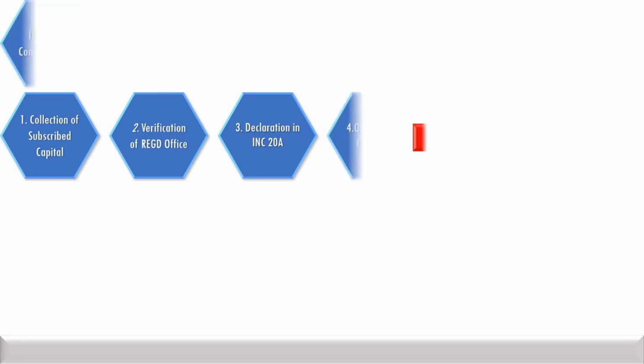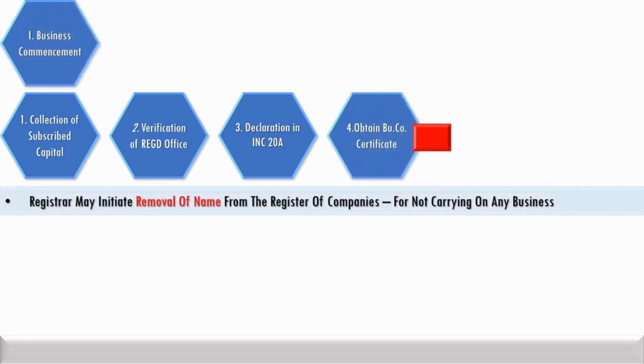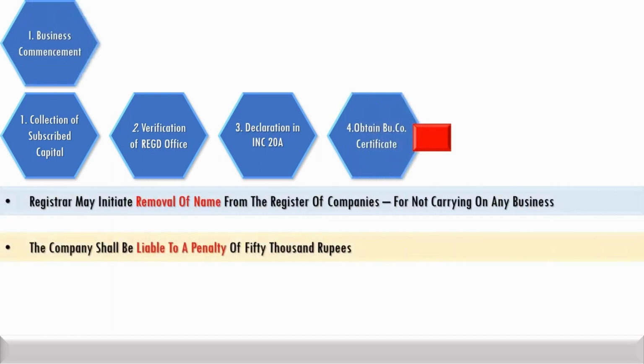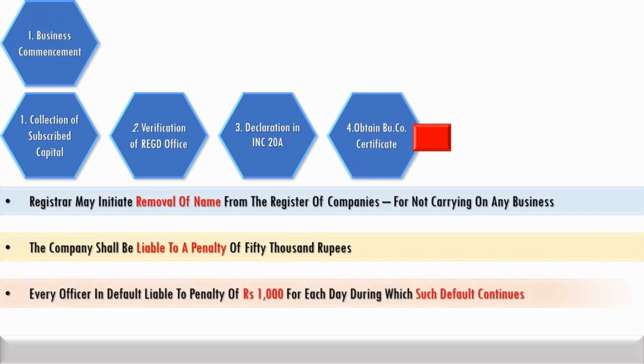On the failure of the company to obtain business commencement certificate, it might result in proceedings to remove the name of the company from the register of companies, and this will also entail penalty for the company and also penalty on every officer in default.